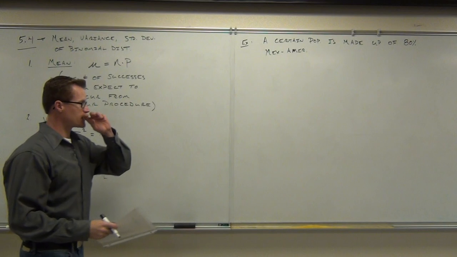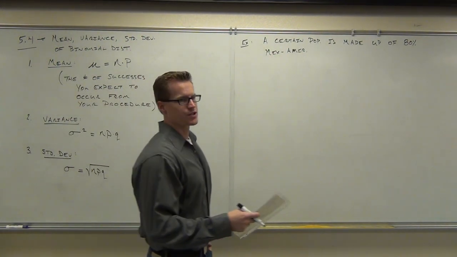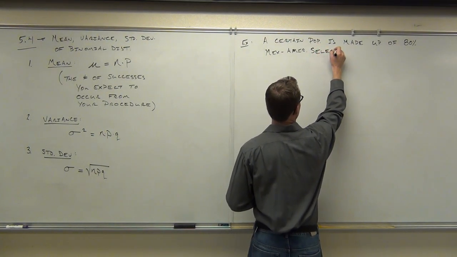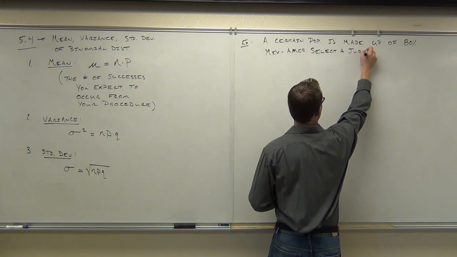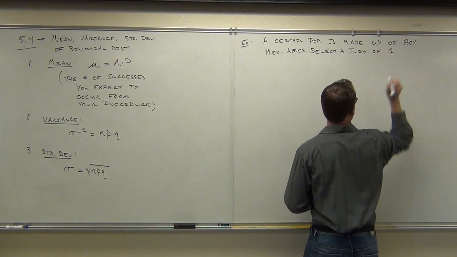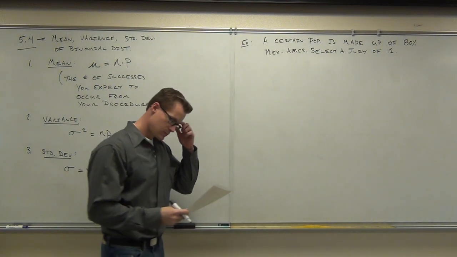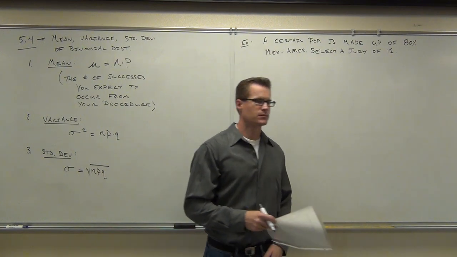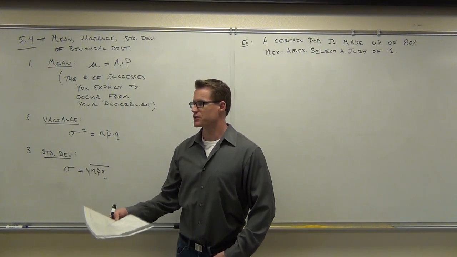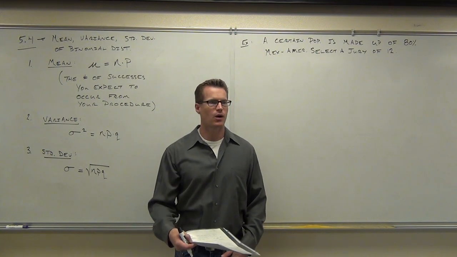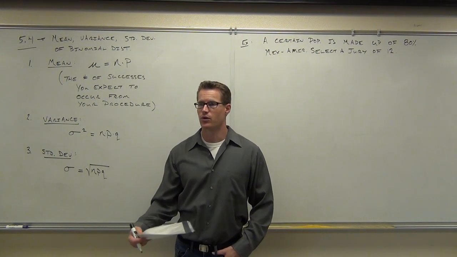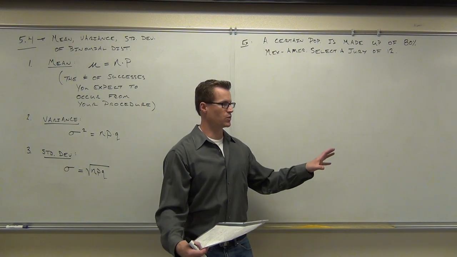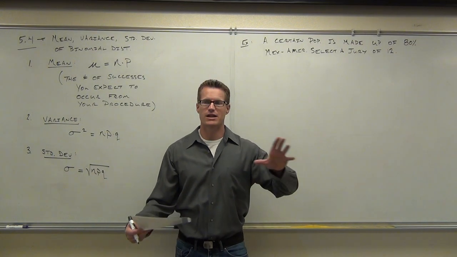A certain population is made up of 80% Mexican Americans. We want to select a jury of 12 people. What we want to find out is the mean and the standard deviation for this situation. By doing this, you can figure out how many Mexican Americans we should have for our jury. We can figure out what would be usual, what would be unusual, and see if their situation was correct or incorrect, because there was actually a lawsuit on this.